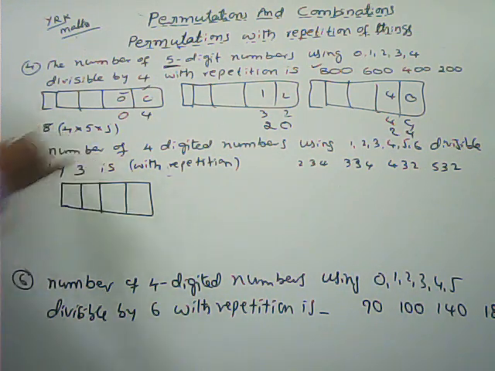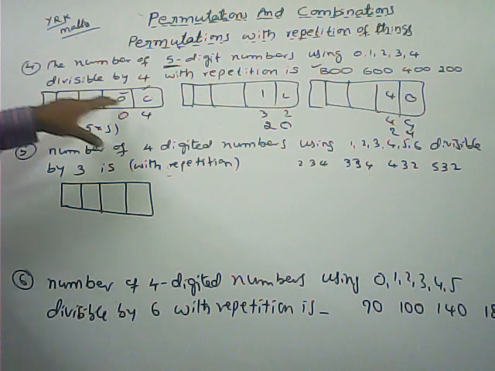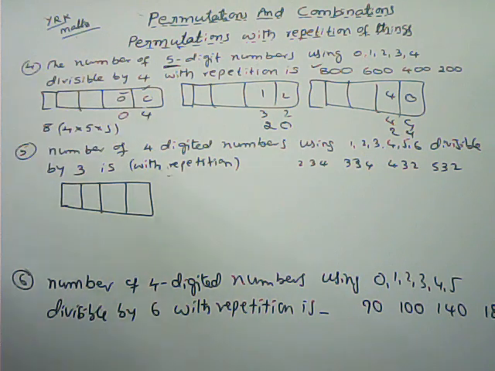The sum of the digits should be divisible by 3. Here, divisible by 4 means the last 2 digits should be divisible by 4, then the total number is divisible by 4. And divisible by 3 means the sum of the digits should be divisible by 3, or if it is a multiple of 3, then we say the total number is divisible by 3.